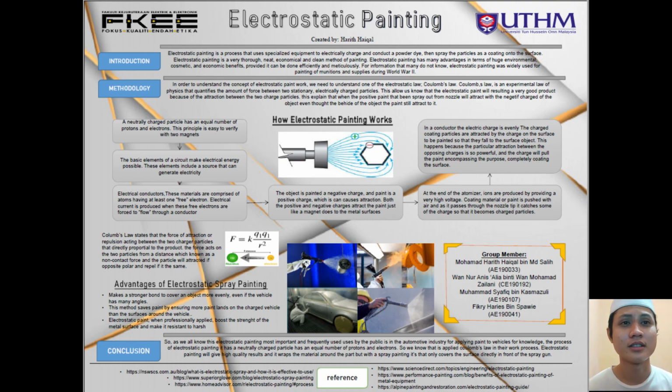Most importantly, electrostatic painting is designed to maximize spray performance compared to conventional spray painting.